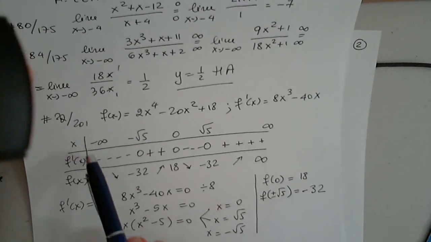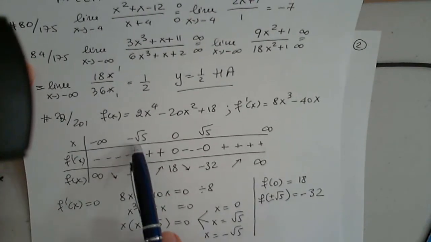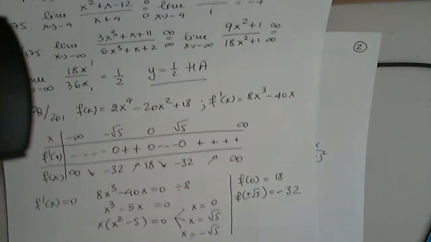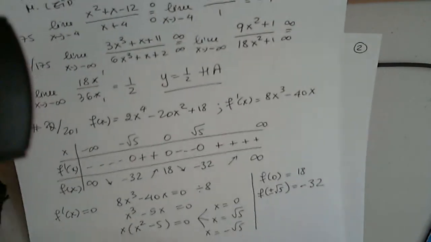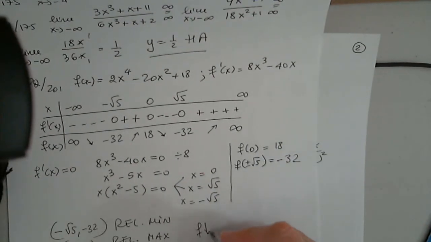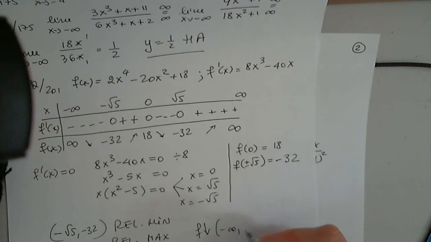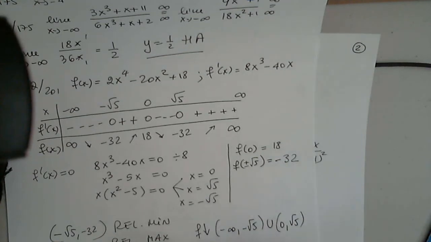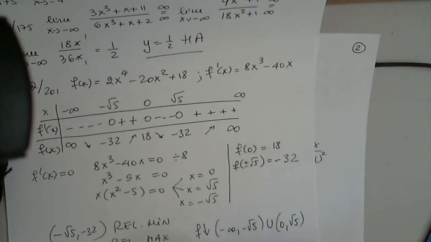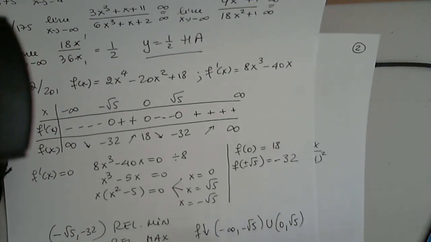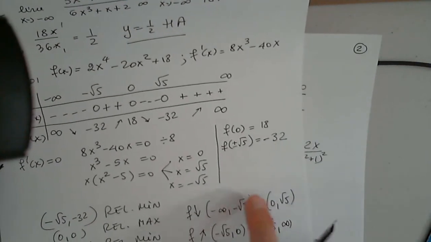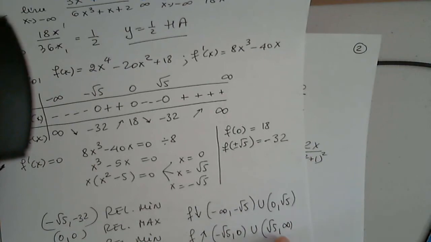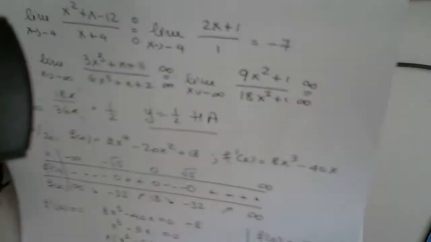The intervals of decreasing are between -infinity and negative the square root of 5, and union. So f is decreasing on -infinity to negative the square root of 5, union 0 to the square root of 5, and f is increasing on negative the square root of 5 to 0, union the square root of 5 to infinity. Notice that all these intervals have parentheses, no brackets.